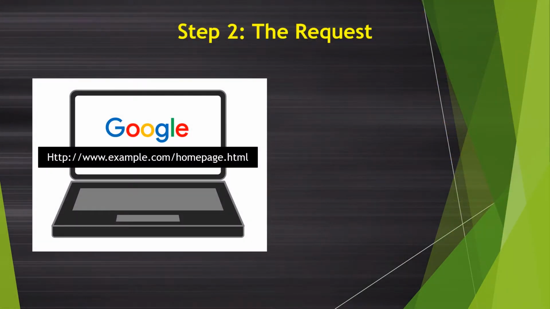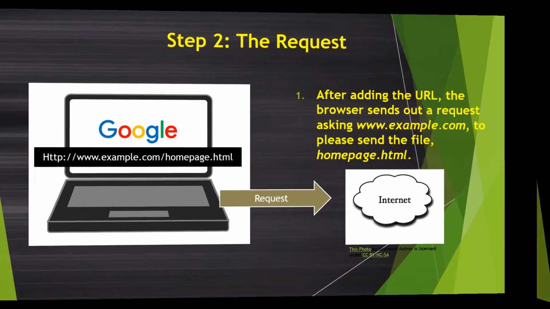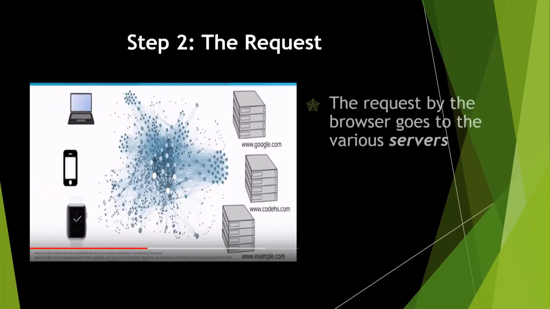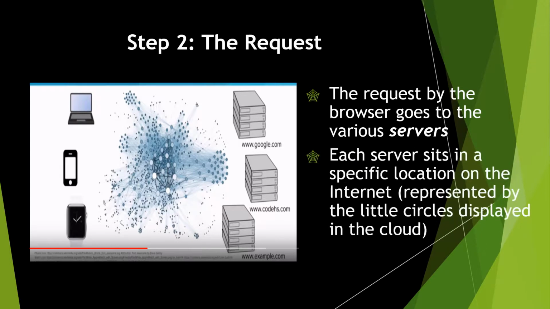Step 2. The request. After adding the URL, the browser sends out a request asking www.example.com to please send the file homepage.html. The request by the browser goes to the various servers. Each server sits in a specific location on the internet, which is represented in that diagram by little circles displayed in the cloud. They sit there and listen for requests.